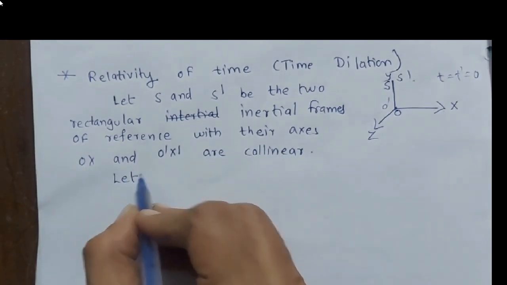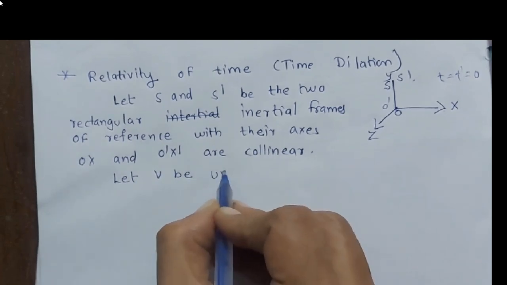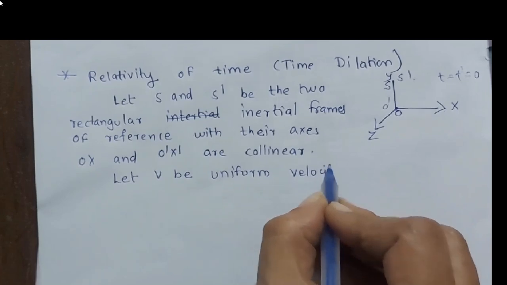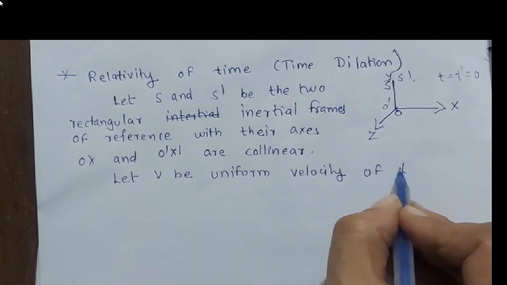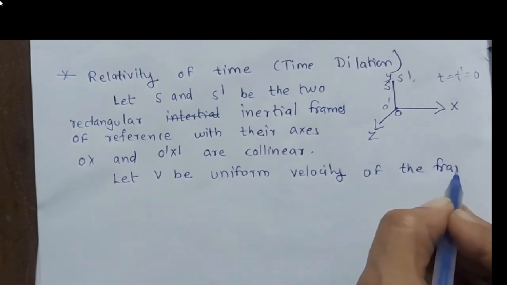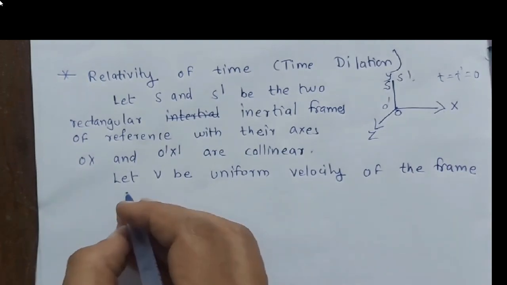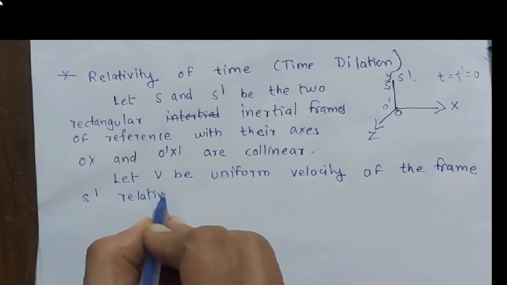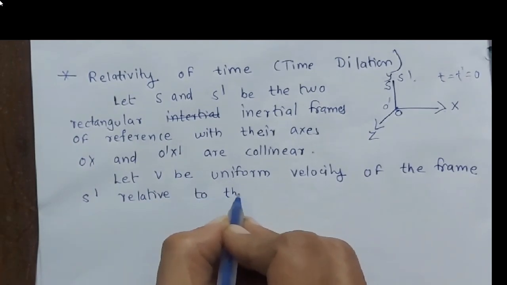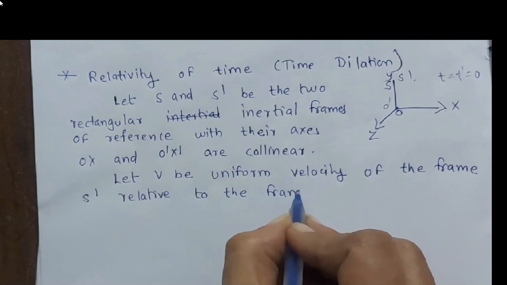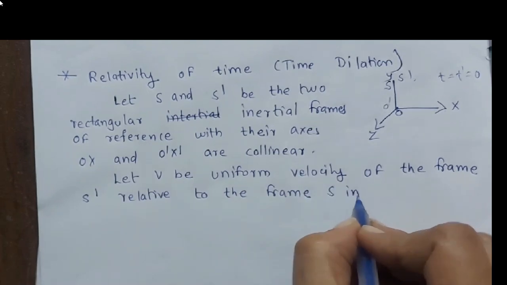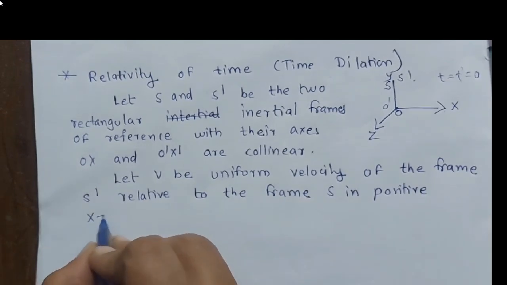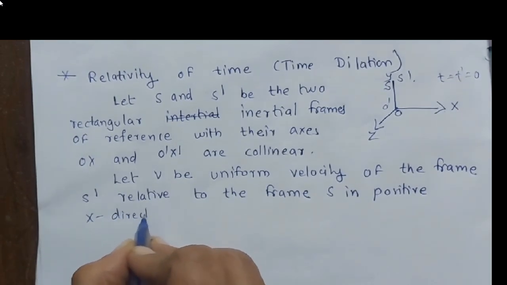Let V be uniform velocity of the frame S dash relative to the frame S in positive x direction.